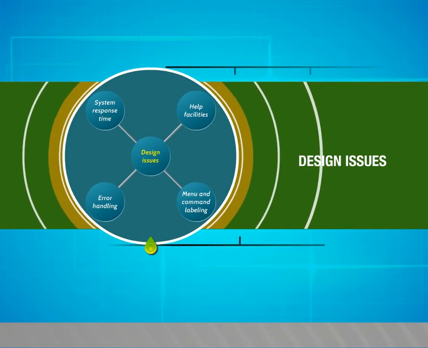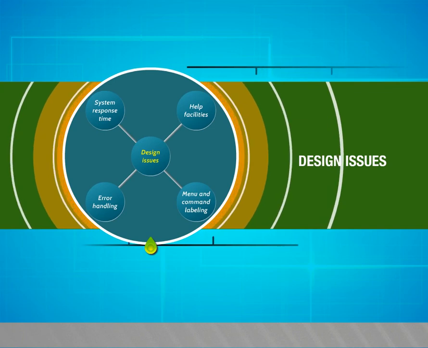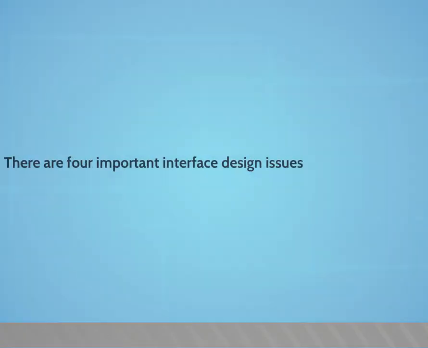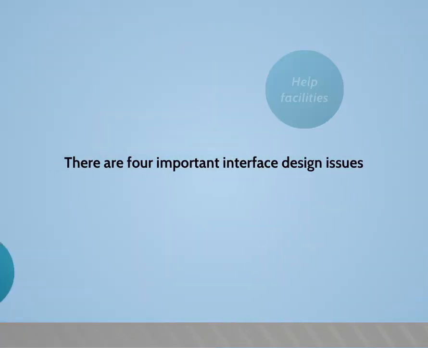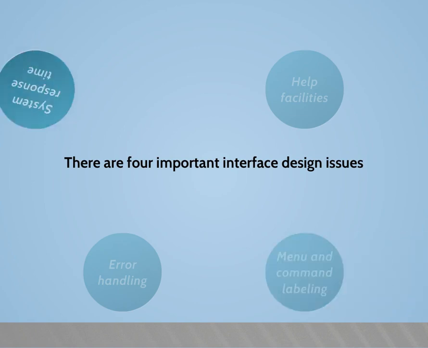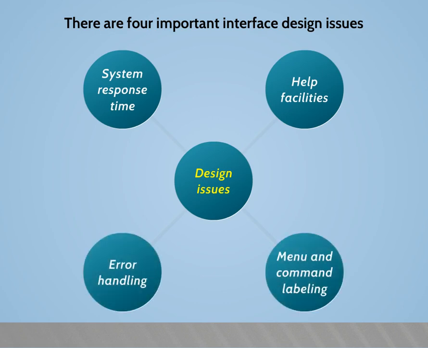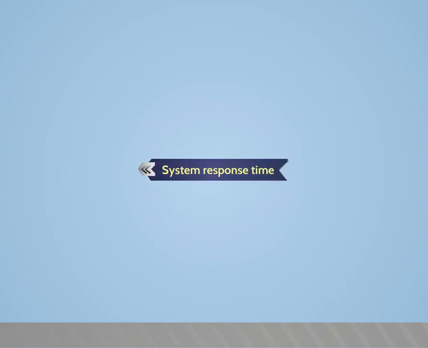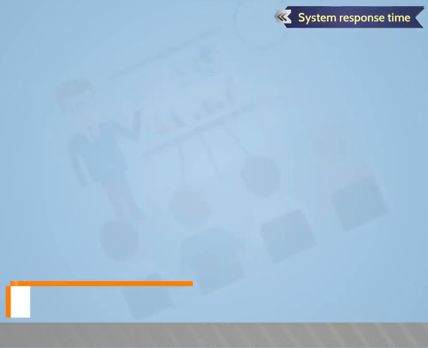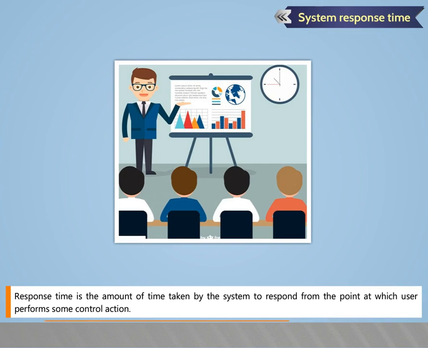Design issues. In this video, we are going to see about design issues. There are 4 important interface design issues: system response time, help facilities, error handling, menu and command labeling. System response time: response time is the amount of time taken by the system to respond from the point at which the user performs some control action.